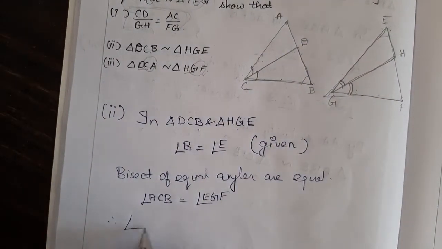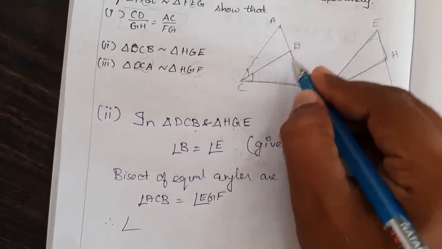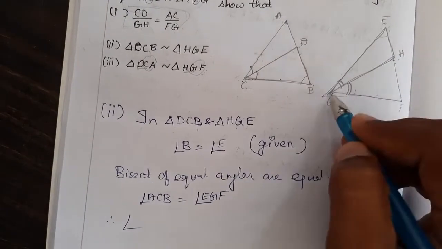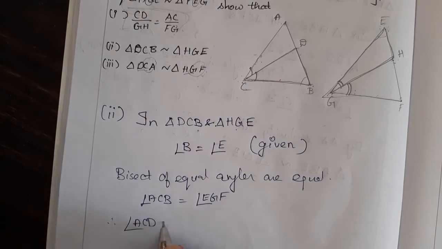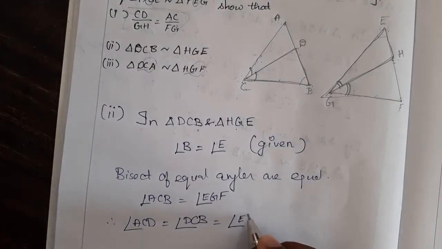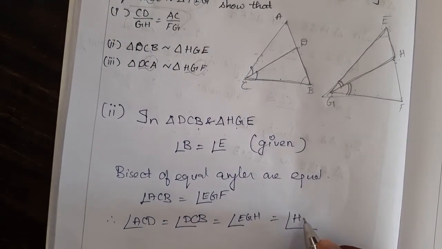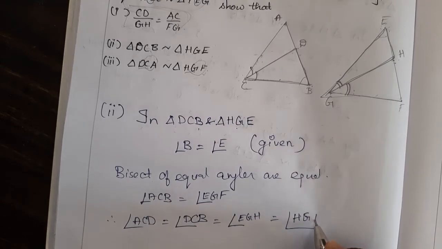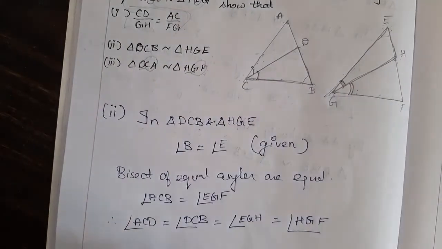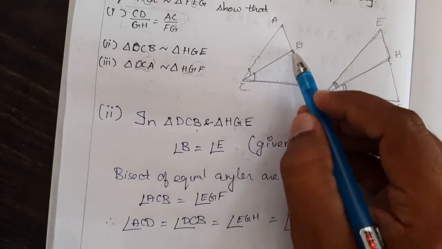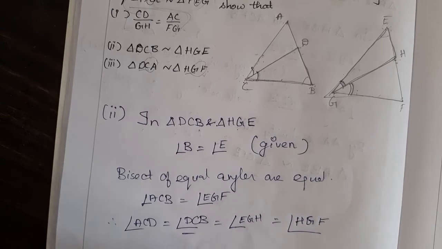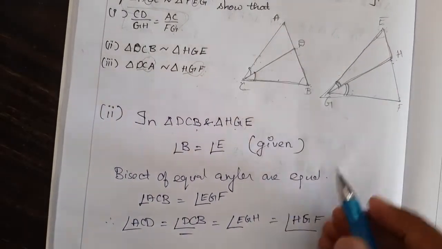So therefore triangles ACD and DCB will be equal to EGH and HGF, right? Triangle ACD will be equal to triangle DCB, which is also equal to EGH and is also equal to HGF, right? So from this we can say this angle and this angle are equal, which includes the angle DCB. So angle DCB is equal to angle EGH.